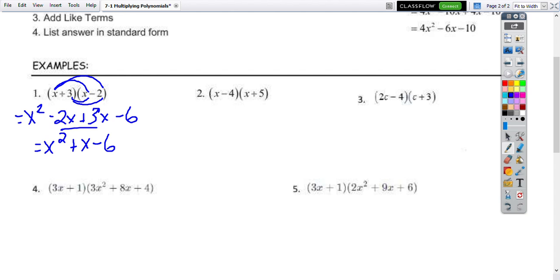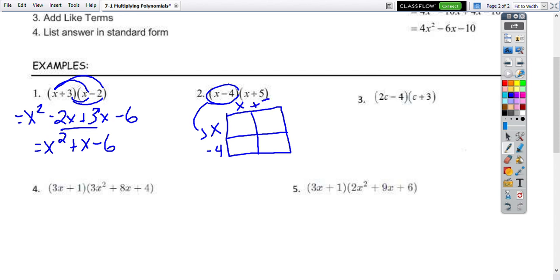The box method is that I'm essentially creating a box, okay? The first has a factor of x minus 4. So I'm putting these two numbers right here along the side. And the second factor has an x plus 5. And so all I'm going to do is multiply the numbers in each box.